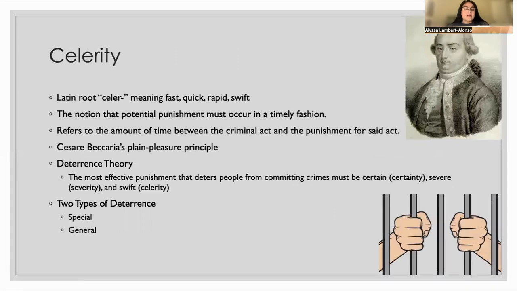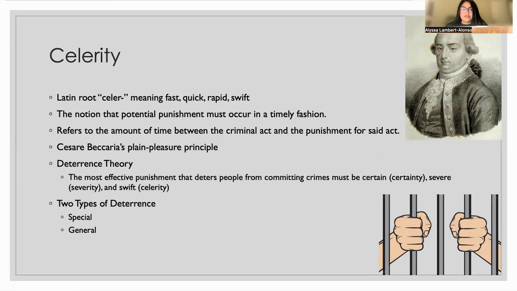Right, and then the next topic I'm going to discuss is celerity. This comes from the Latin root celere, which means fast, quick, rapid, or swift. It is defined as the notion that potential punishment must occur in a timely fashion. This also derives from the deterrence theory.